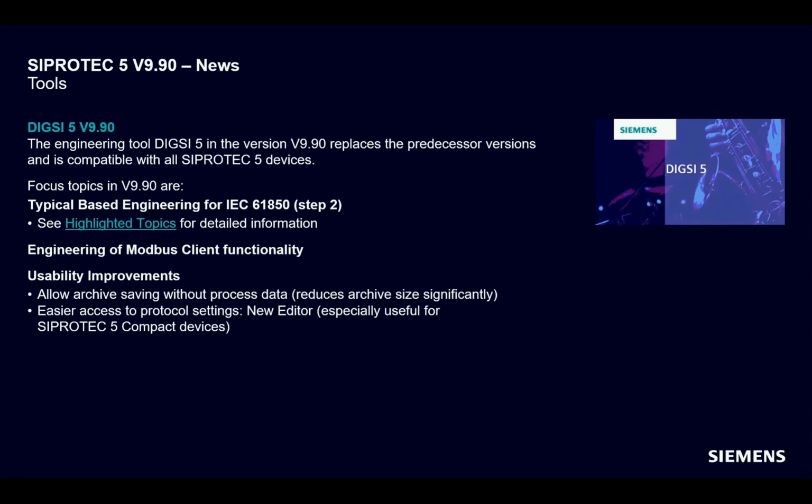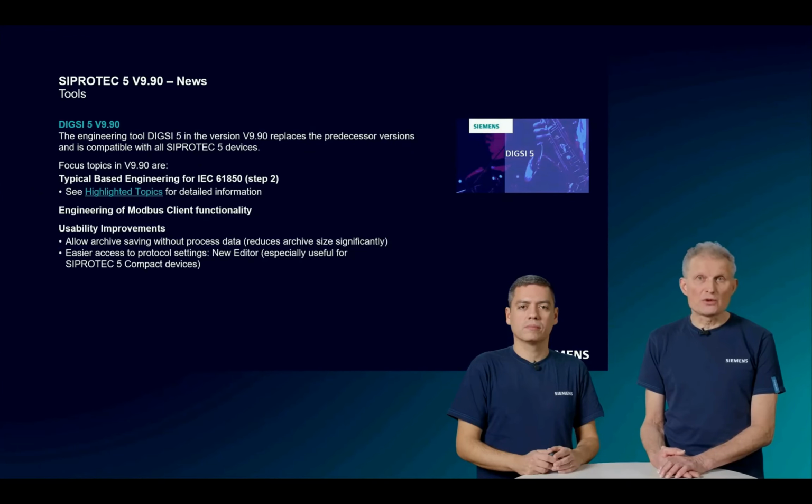Now with DIGSI version 990, it's possible to allow archive saving without process data, which reduces the archive size significantly. And there's an easier access to protocol settings with a new editor option. And this editor option is especially useful for the SIPROTEC 5 compact devices.